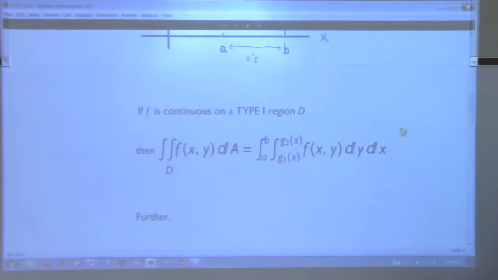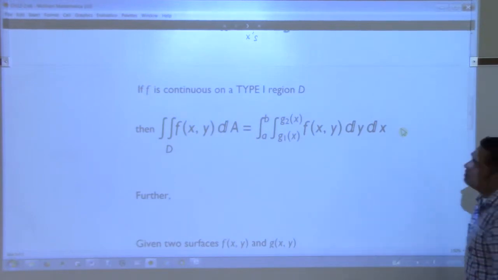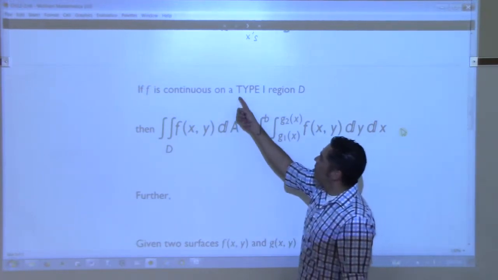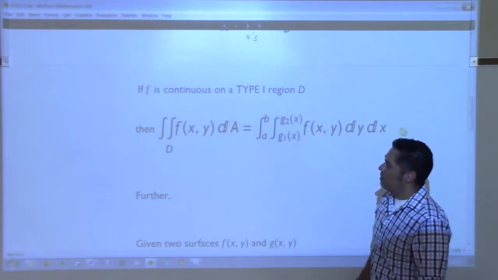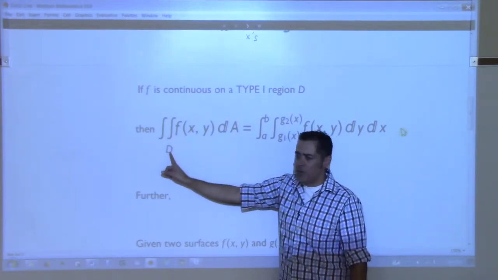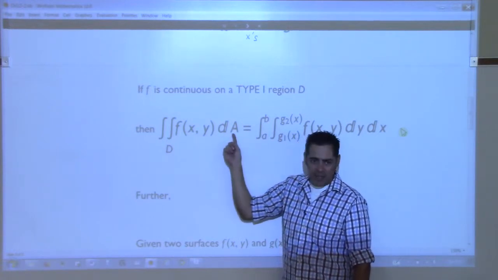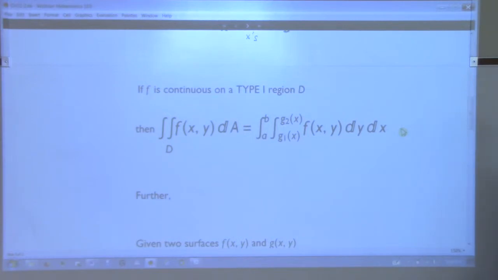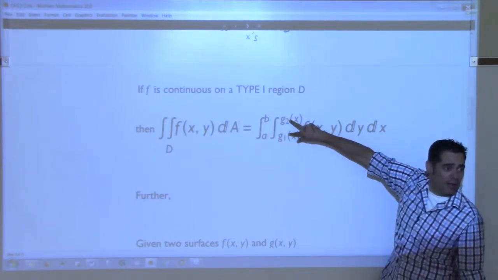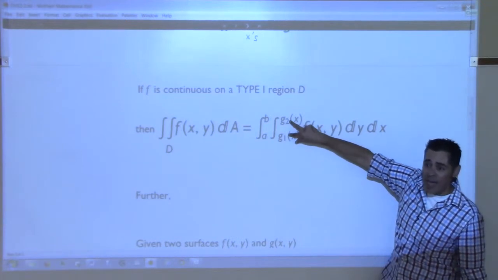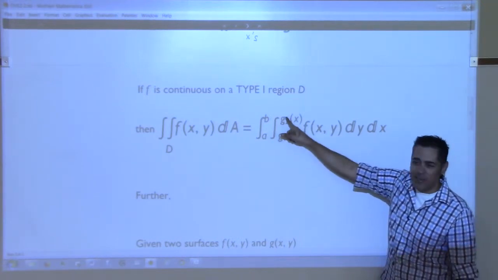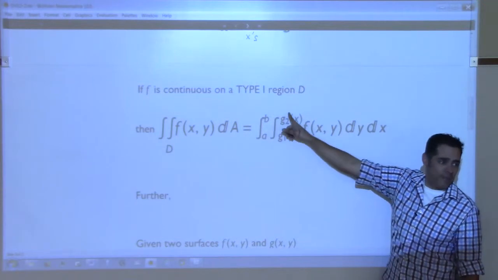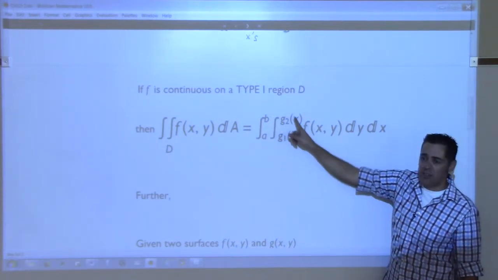Okay, if our function is continuous and we are looking at a type 1 region, then the double integral over D of the surface with respect to this area is now this. Now, not a lot has changed, but something has changed. What has changed? One of the bounds. Look at our limits of integration, they are no longer constants, are they? They're functions of X. So this is not going to be like 0 to pi anymore. This is going to be a function here and a function here, and they'll both be functions of X.